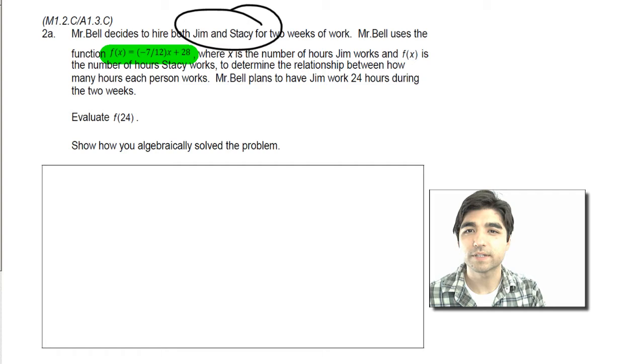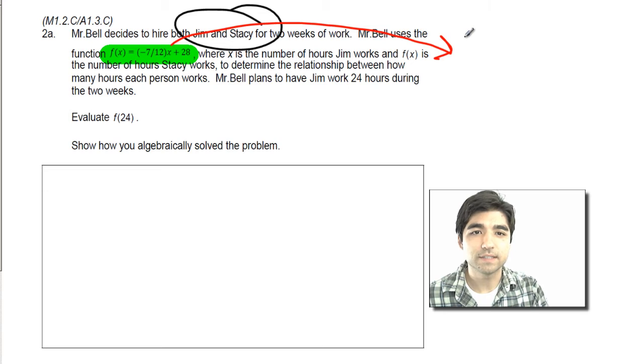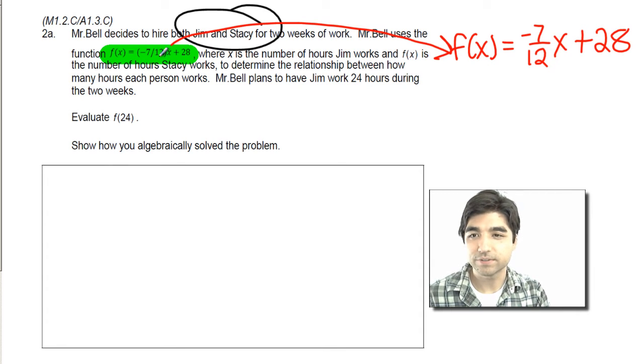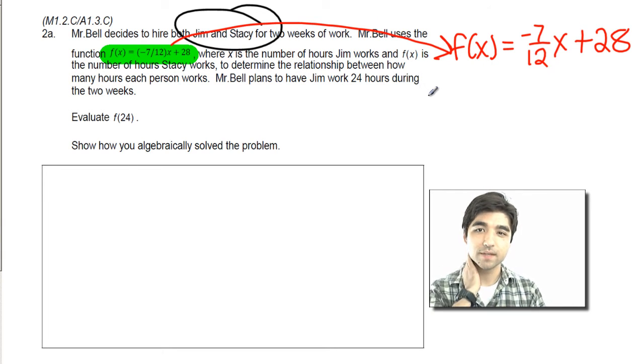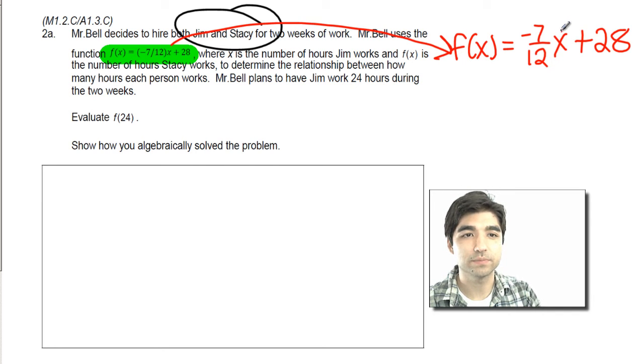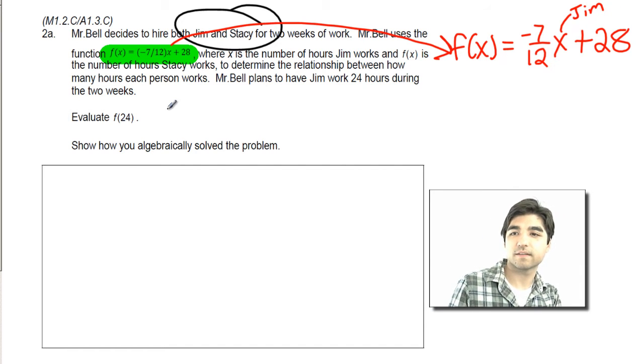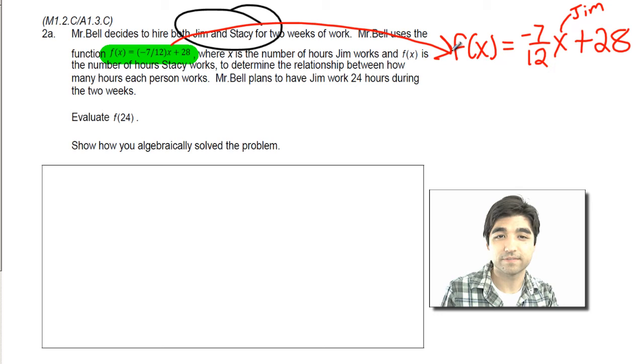Here, let me draw that for you real quick. So let's bring this over here. So this is saying f of x equals negative 7/12 times x plus 28. Sometimes that horizontal format of it confuses some people, but this is what it looks like over here. Where x is the amount of hours that Jim works, so this is Jim, and f of x is the amount of hours that Stacy works. So this is Stacy.